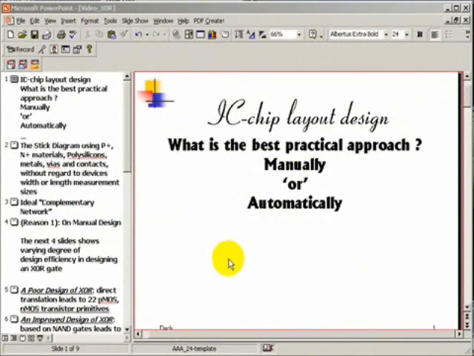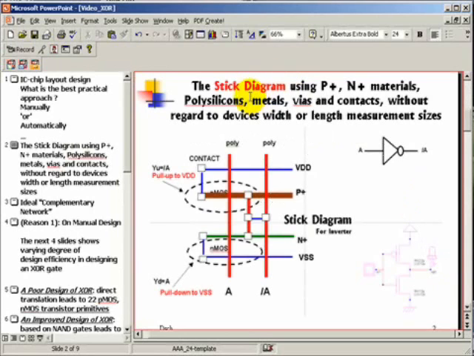Today we're going to examine IC chip layout design. What is the best practical approach? Must it be done manually or automatically? To see that, based on the previous video, we have created the stick diagram for an inverter where the resulting diagram has the devices with a length measurement. What we need only is, based on the resulting MOS transistor interconnection, create this stick diagram.